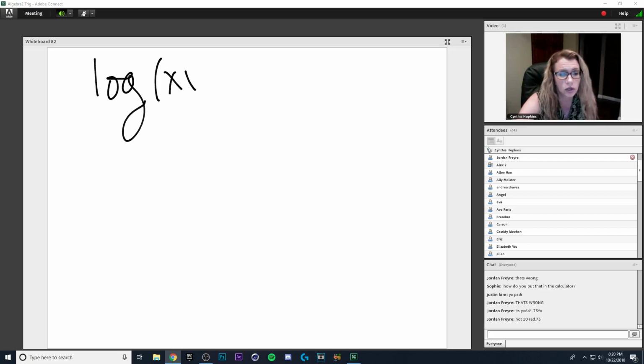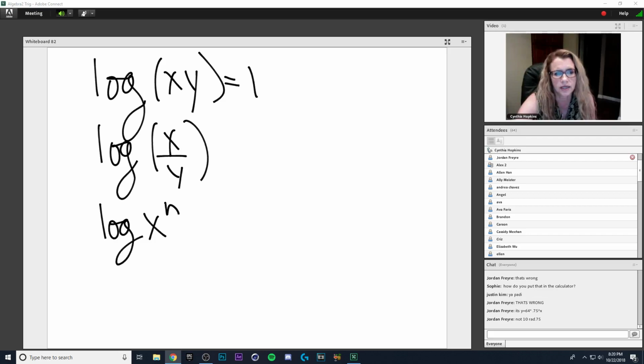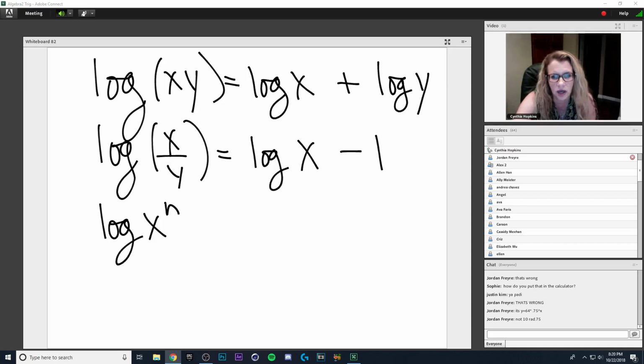So it's single log of a product, or single log of a quotient, or log of a power. I forget what letters they use. I'm going to go x to the n. Okay, here's the single log of a product. It becomes log of x plus log of y. Notice that right side is no longer a single log. That's why I emphasize on the left side, that's a single log of a product, and it turns into that expanded form. This single log of a quotient ends up being log of x minus log of y.